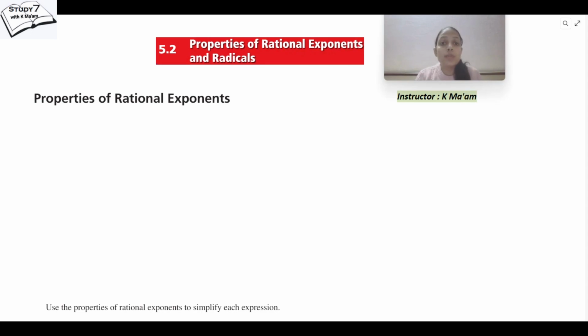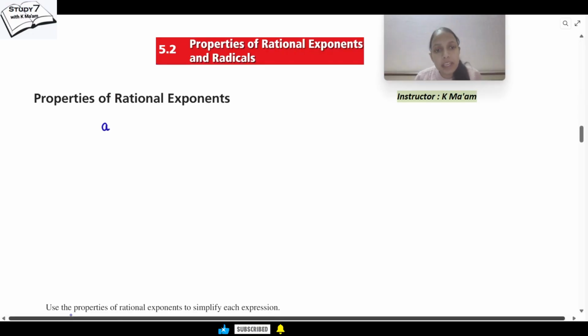So today we will do 5.2, properties of rational exponents and radicals. Okay, so let's get started. We have to see the properties. The first property is known as the product of powers. If you have a term a to the power m multiplied with a to the power n, the bases are the same and they are multiplied, so the powers will add. So a to the power m plus n. This is known as the product of powers.